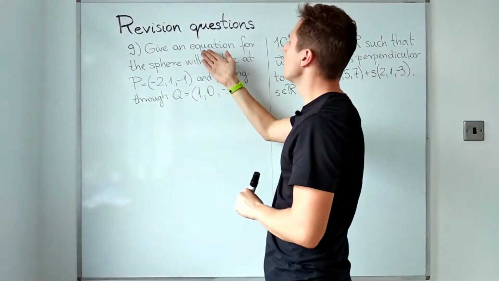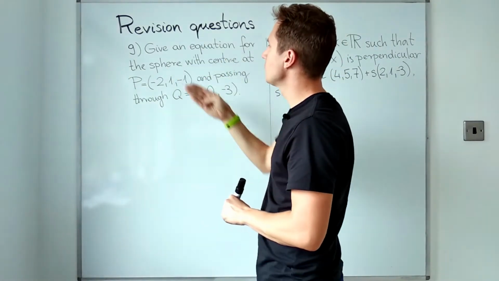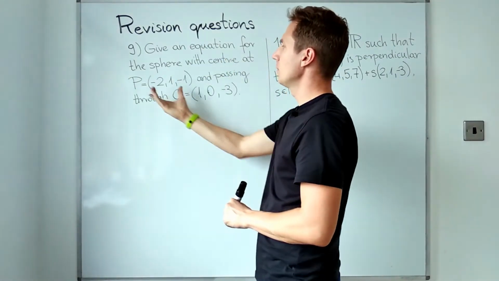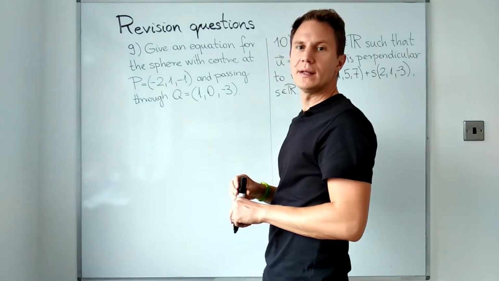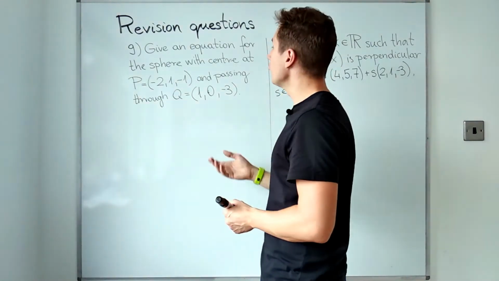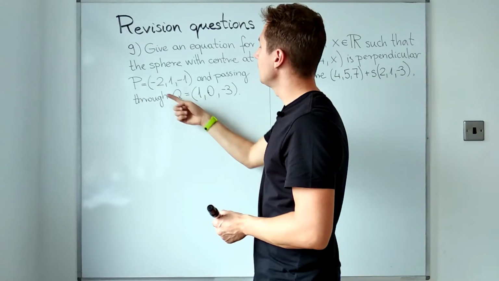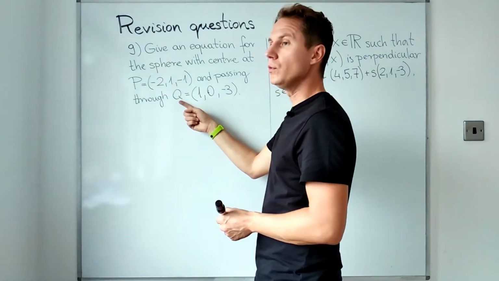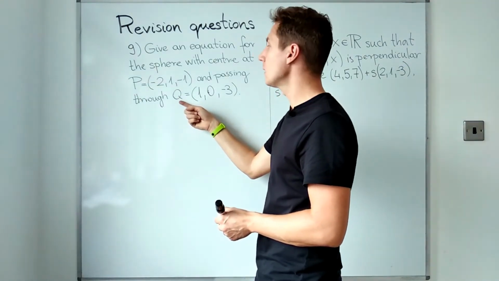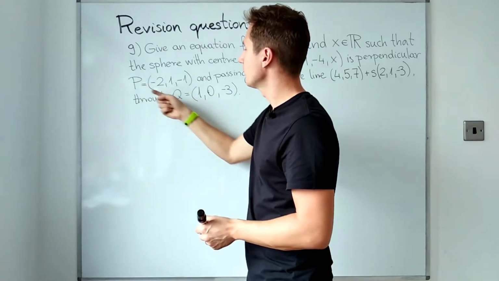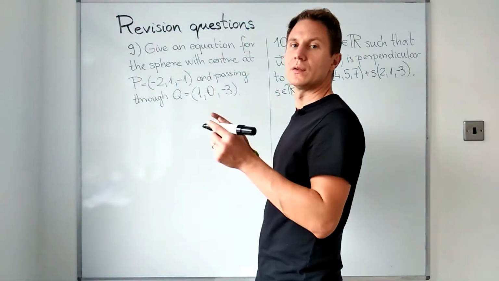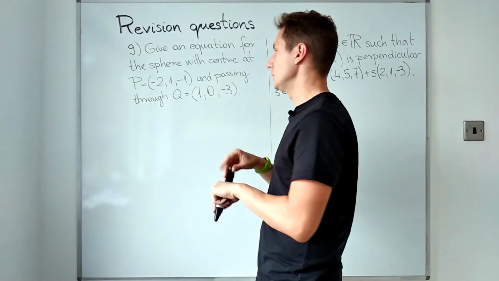So in order for us to have an equation for the sphere, we'll need its center, well, that we already have, and we also need its radius. Well, if it has a center P and it passes through the point Q, Q is on the surface of the sphere, then the line segment connecting P to Q should have the length of the radius.